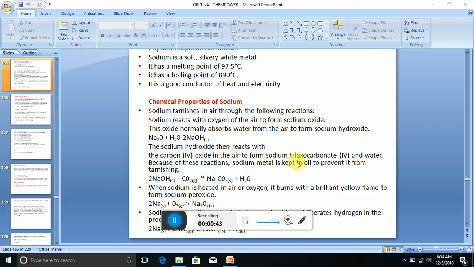Because of these reactions, sodium metal is kept in oil to prevent it from tarnishing. When sodium is heated in air or oxygen, it burns with a brilliant yellow flame to form sodium peroxide.